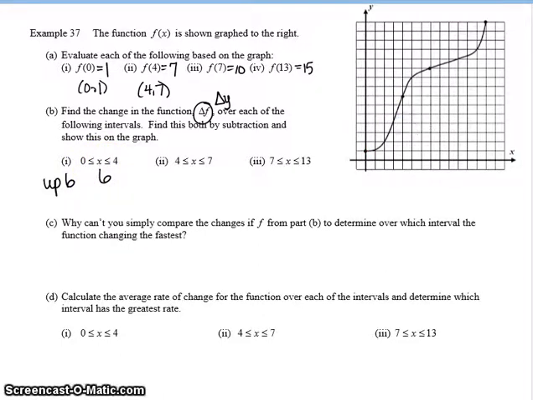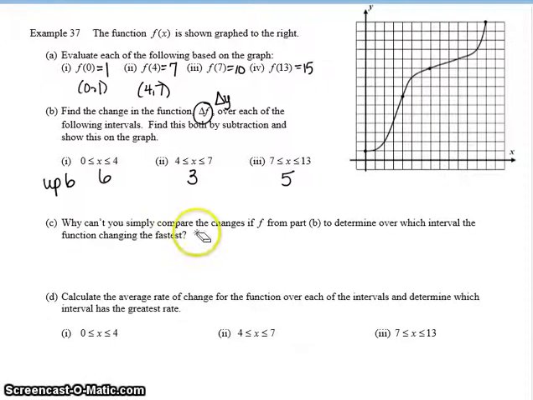Now the other one is saying from 4 to 7. So how many did I go up before I had to go over? And it only wants that number. I went up 3, so my answer is 3. Again, a delta F means only the change in y. And then from 7 to 13, here's how many I went up. And I went up 5. So my answer is 5. Pretty easy there, just breaking down and seeing what they want you to answer.